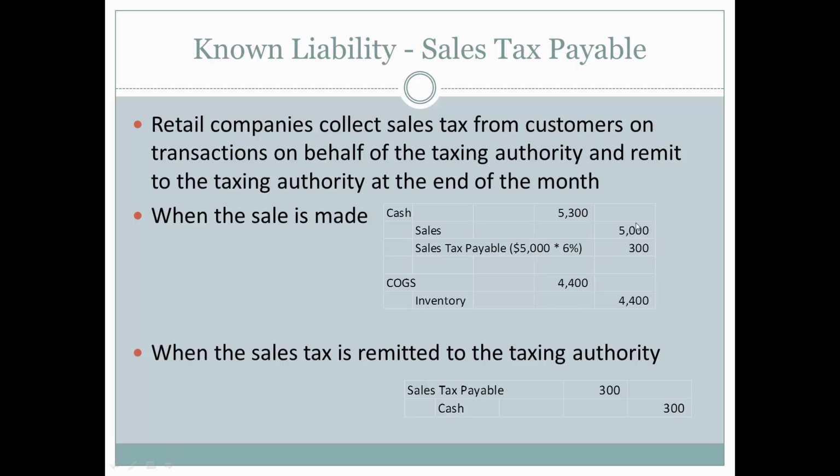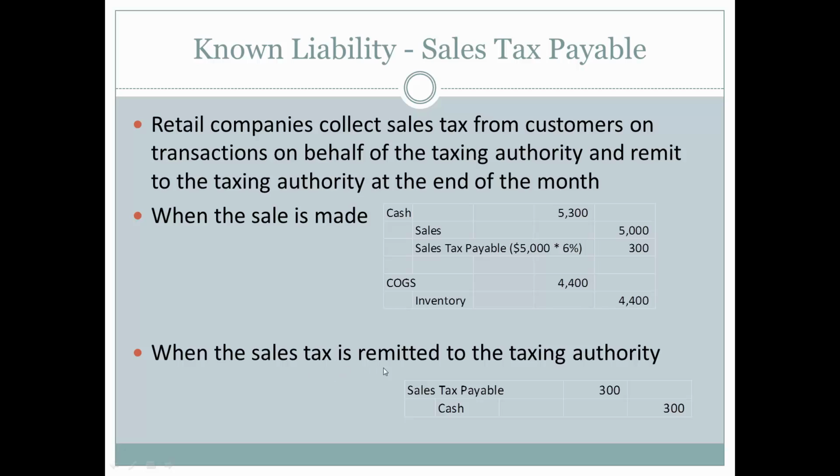So we have a sale of $5,000 here, but the customer is going to be paying $5,300 because in addition to the sales, they have to pay the sales tax payable, which the retail company is collecting on behalf of the sales tax authority. And because it's retail, we're also going to have to record the cost of goods sold or inventory that has left the store as a result of this transaction.